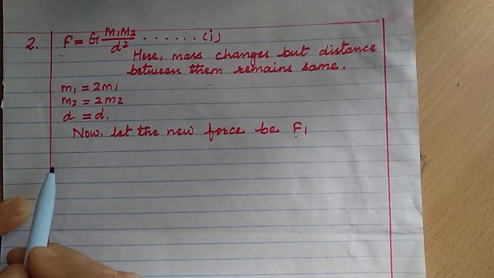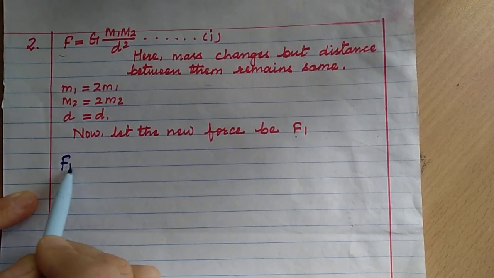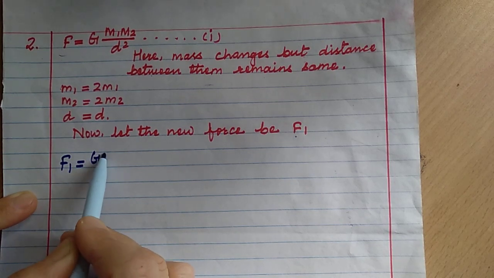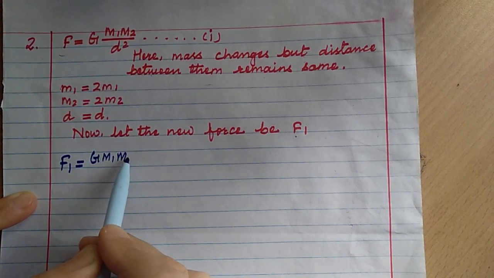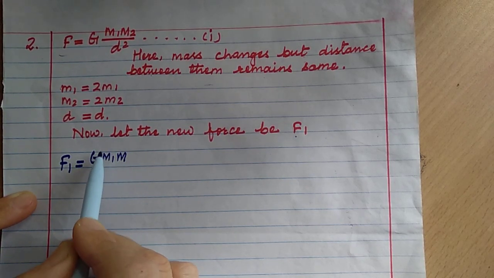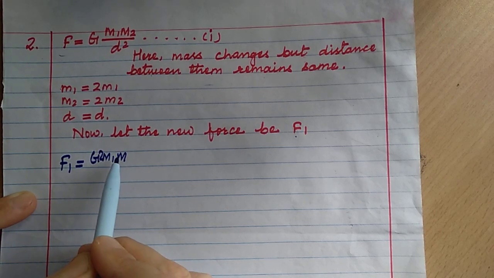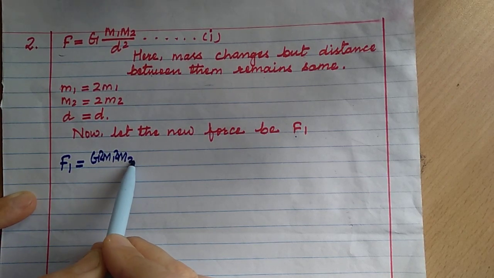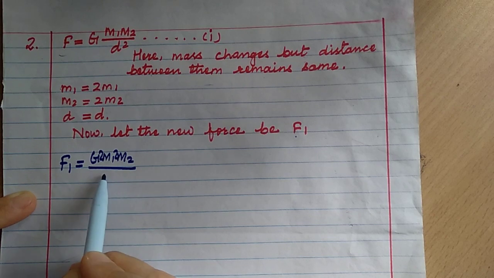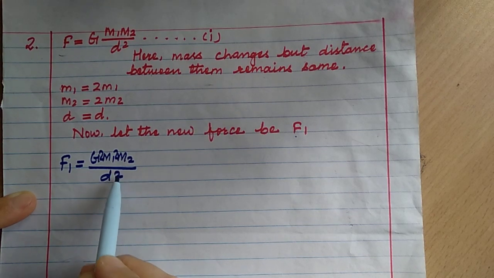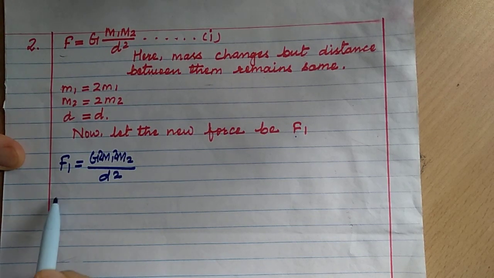Right, now we are going to see the calculation over here. F1 equal to G m1 m2 divided by d square. Here m1 has become 2m1, m2 has become 2m2, so 2m1 2m2 divided by d square. Okay, from the formula, d square.